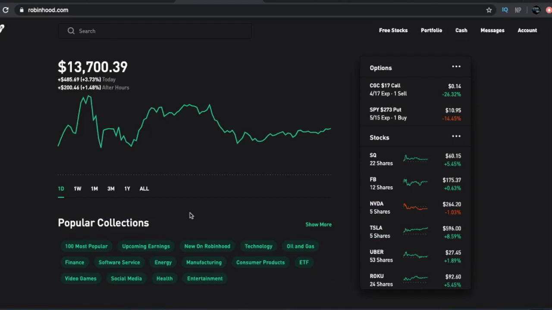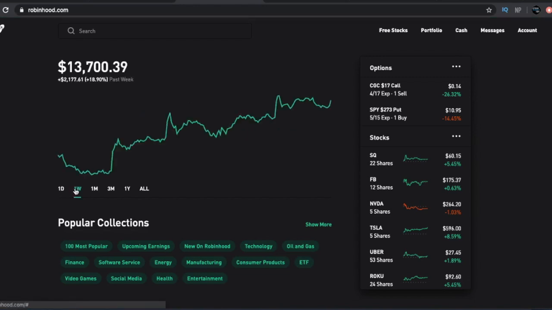I want to do this very quick and short. You see my portfolio is at $13,700, basically up almost $700 today. In the past week, we've all known that the stock market's been roaring upwards, so I decided to hedge my portfolio with some puts just in case the markets decide to go down.